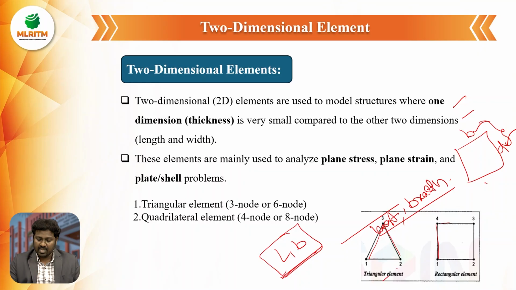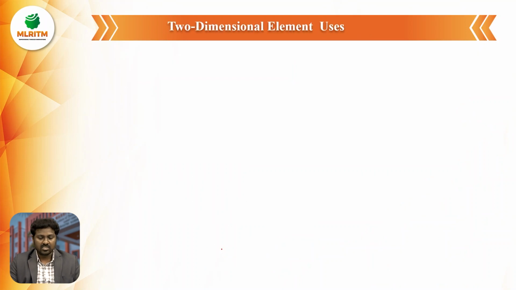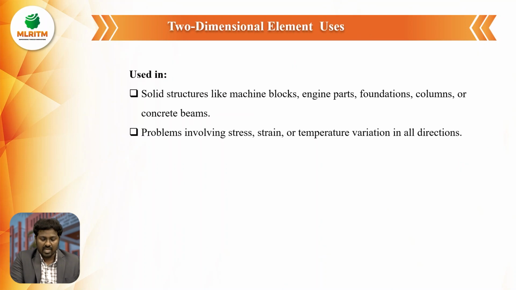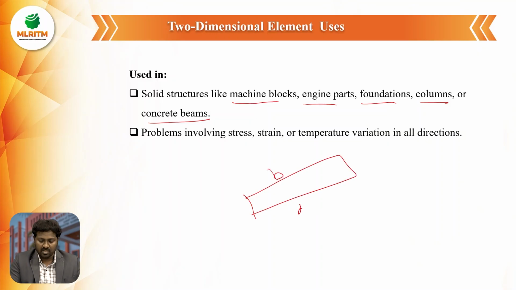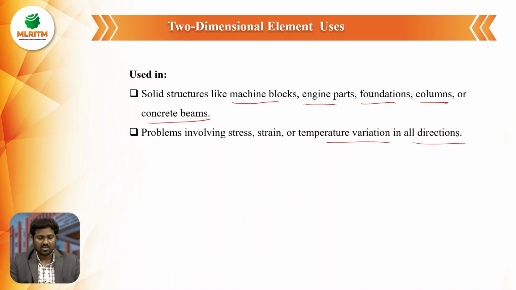So the examples are the rectangular and triangular elements. These are the two examples for the two dimensional element. Two dimensional has two dimensions. It means two ways, x and y directions. Next, coming to usage of two dimensional elements: machine blocks, engine parts, foundations, columns, concrete beams. Concrete beams also have B and D. So this is the concrete structure, the beam. It is involved in the stresses and strain and temperature variation in all directions. So these are the usages for two dimensional problems.